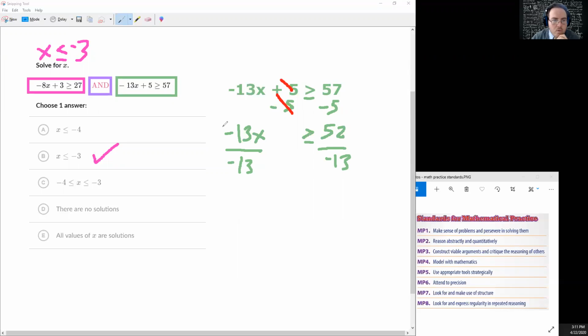So negative 13 divided by negative 13 is just going to be 1. So what do we end up with? Let me change colors just a smidge. So I'm going to end up with 1x. And now I flip the symbol, so it goes the other way, is less than or equal to 52 divided by negative 13. It's going to be negative 4, I believe. 13 times 4 would be 40 and 12. Yep, that's it. Okay, negative 4. Now, I'm lazy, so this 1 doesn't need to be there. So x is less than or equal to negative 4. So I get that.